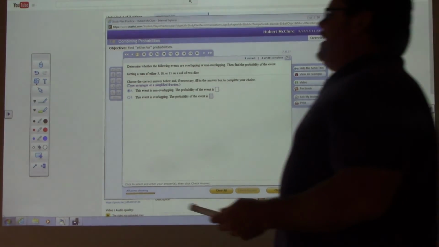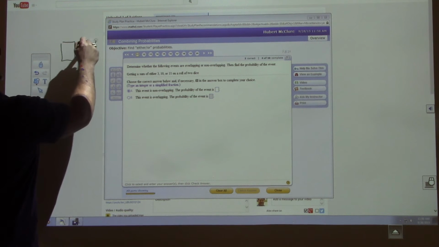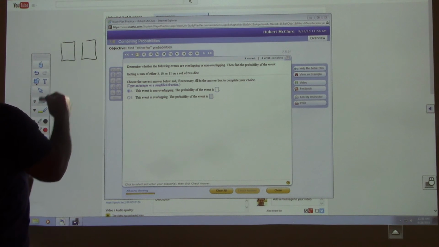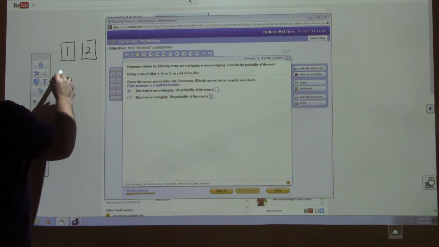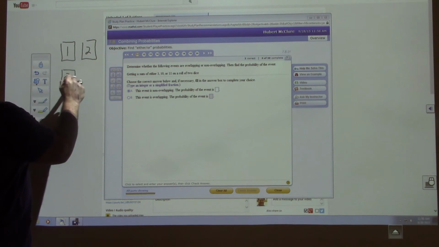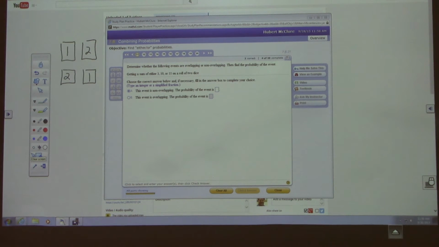So here's your 2 die. Now how can you get a 3 with 2 die? A 1 and a 2, and a 2 and a 1. Is there any other way to get a 3? No. Okay, so we're done there.